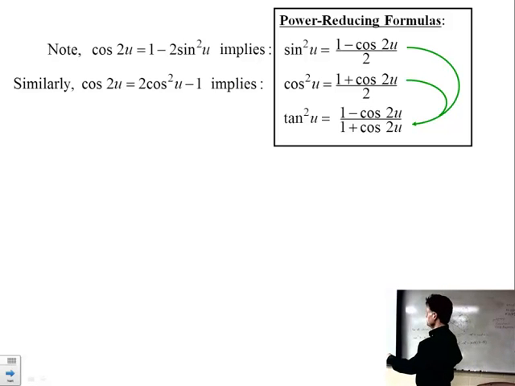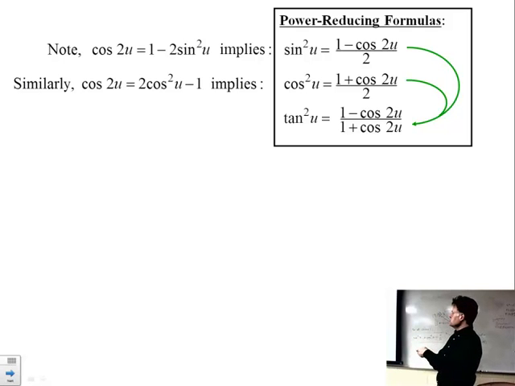Likewise, cosine of 2u is 2 cosine squared of u minus 1. Take that alternate formula and solve for cosine squared of u, and I get this. Cosine squared of u is 1 plus cosine of 2u over 2. These are called power reducing because they start with a sine or a cosine to some power bigger than 1 and reduce it to something where the exponent on the trig function is less, equal to 1 in this case, at the cost of having a new angle here, a double angle. So this is occasionally useful.